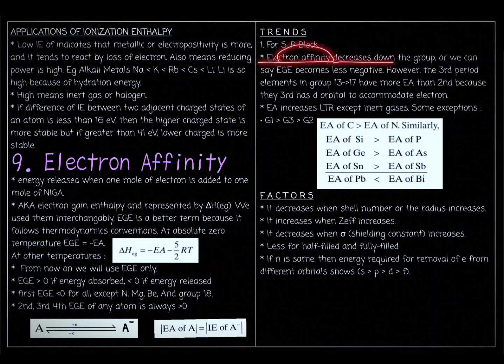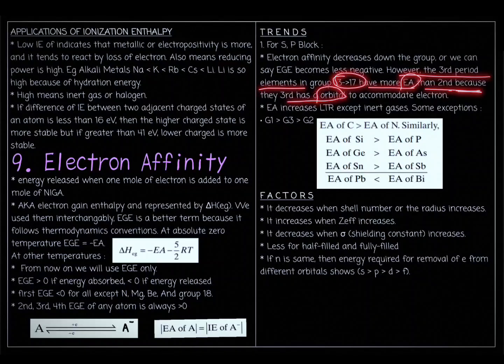Basically, electron affinity decreases down the group. What does that mean? It means that they have lesser and lesser tendency to have an electron added to them, so it decreases down the group, or we can say the EGA becomes less negative. However, there is an exception here. The third period elements in group 13 to 17 have more electron affinity than second. Why? Because they have an extra d orbital to accommodate an electron, which a second period element does not have.